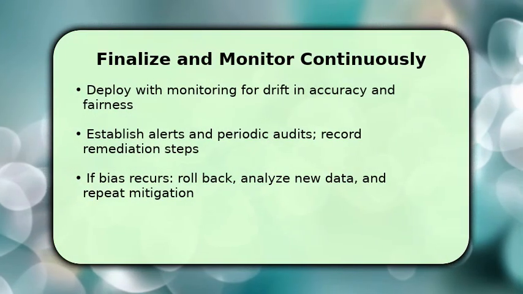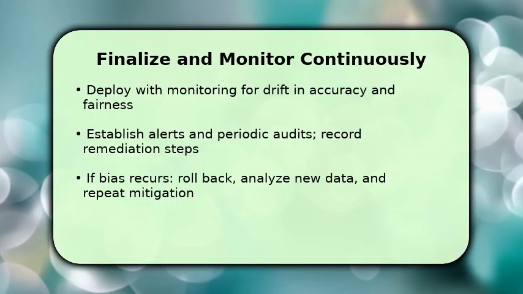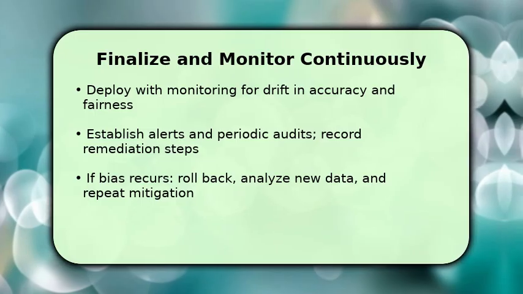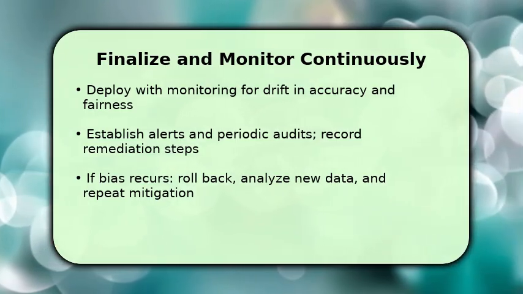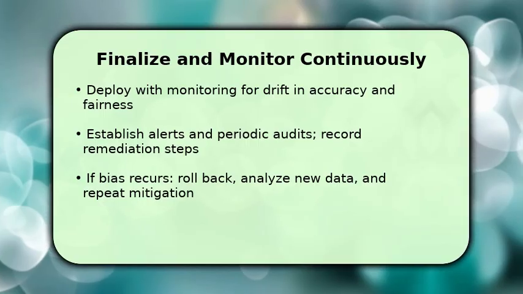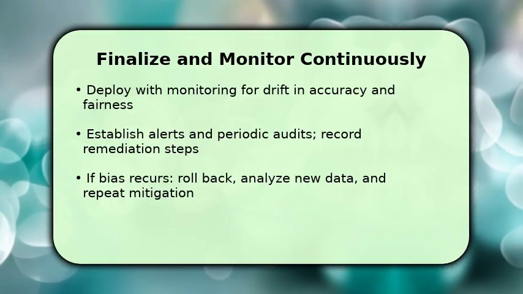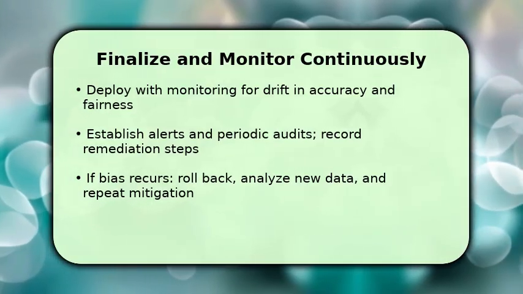You finish by operationalizing fairness. Deploy with automated monitoring for both accuracy and your fairness metric so deviations trigger alerts. Once done, schedule periodic audits and log remediation steps and rationale to maintain accountability. If bias reappears in production, act quickly, roll back problematic updates, analyze the new data shift, and repeat the targeted mitigation loop with updated measurements.